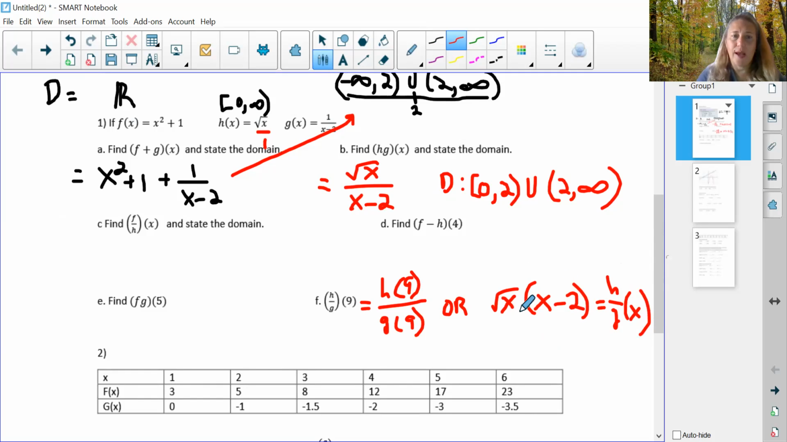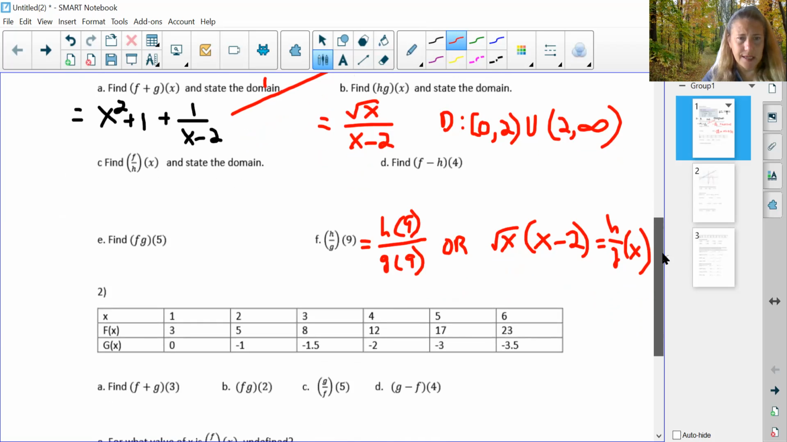Either way. All right, so pause the video and please try these, finishing up C through F, and then when you come back, check your answers, and then we will call it a day at this point.